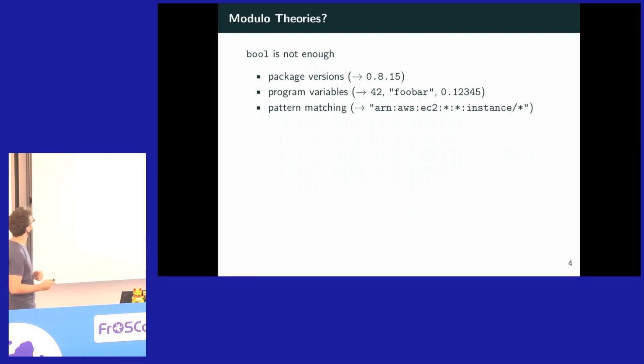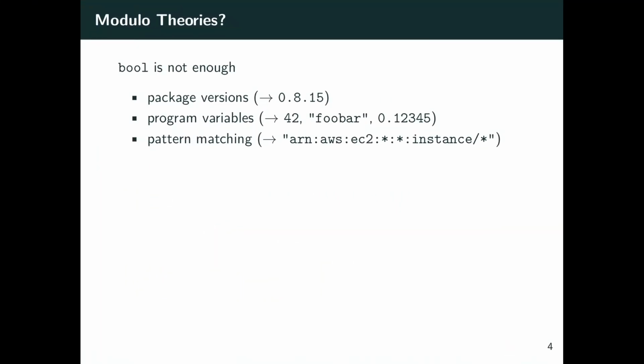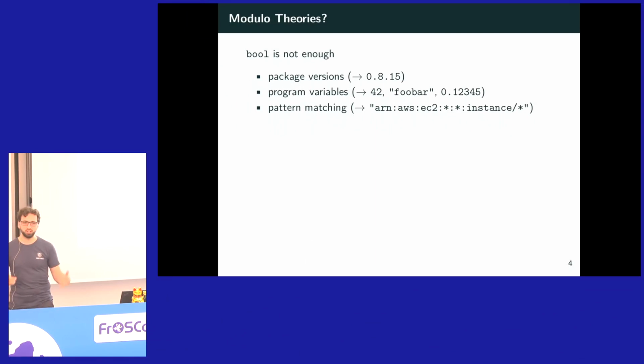And now we want to think about, okay, what else can we argue about instead of Booleans, instead of true and false? So there might be package versions. So just what you think about. There may be program variables, so there may be integers, there may be strings, there may be floats, doubles, whatever. You may even have regular expressions. And so what we want to do is we want to integrate all these into these logical formulas.